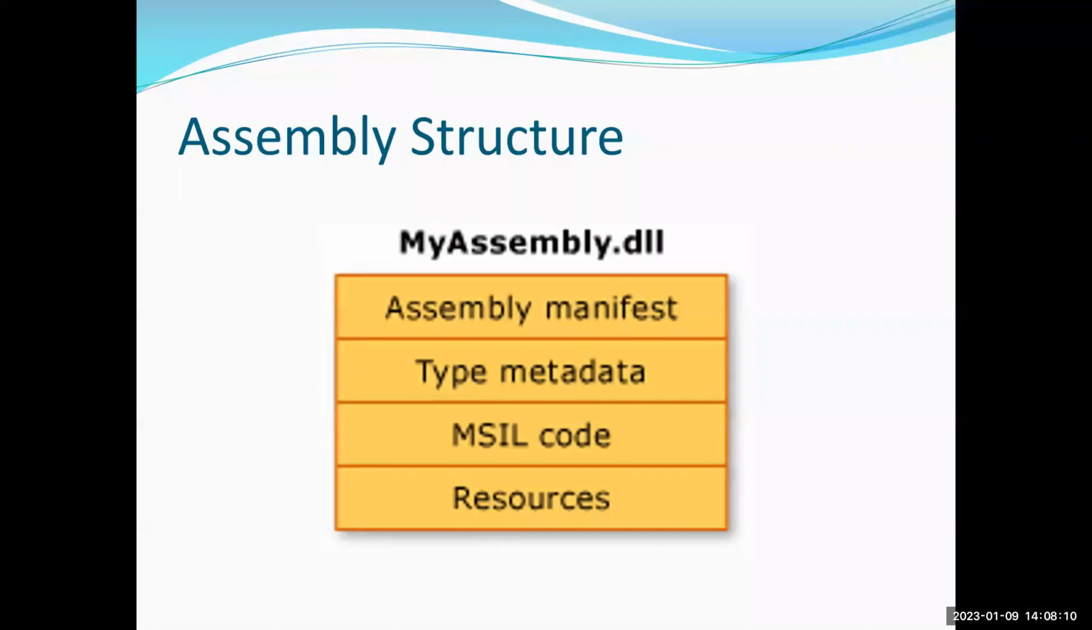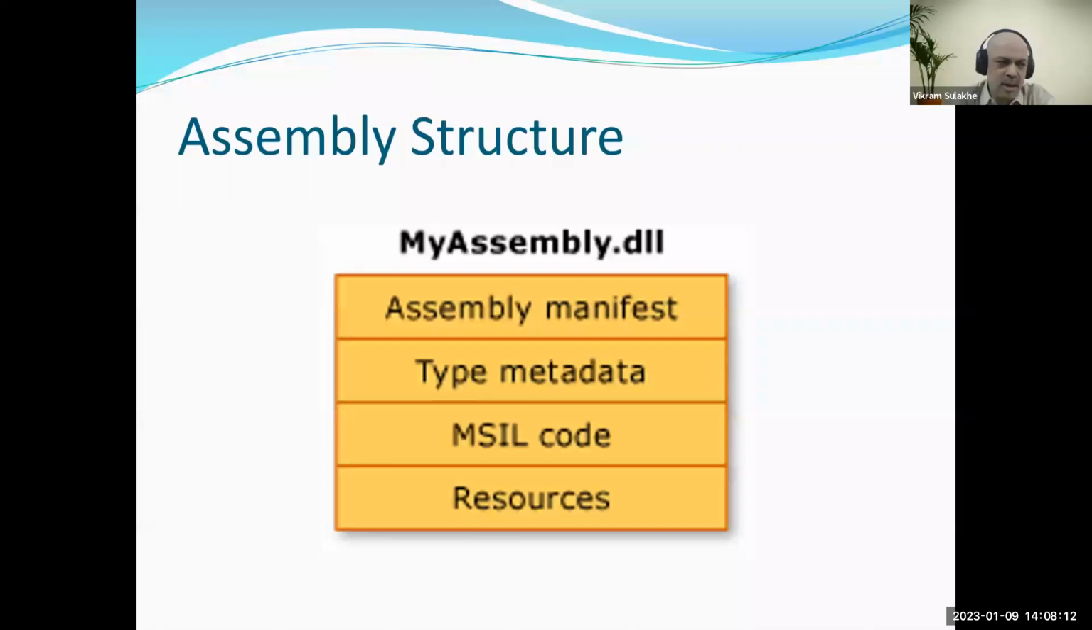Microsoft Intermediate Language. Correct. So whenever you compile your code, all the code that you have in your assembly is in the IL format, and that's what we're using here. So obviously the code in the assembly is in IL format. That's one part of it. Secondly, you also have type metadata. I'm going backwards. Type metadata.